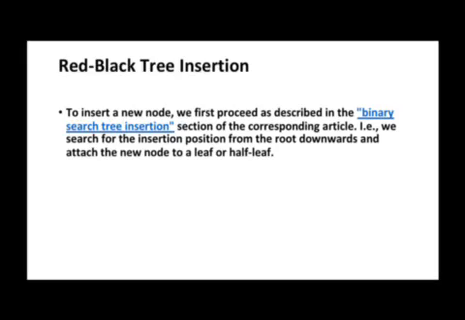Red-black tree insertion. To insert a new node, we first proceed as described in the binary search tree insertion section of the corresponding article, i.e., we search for the insertion position from the root downwards and attach the new node to a leaf or half leaf.